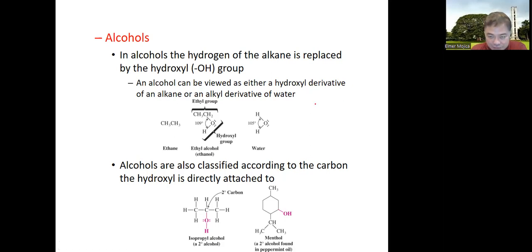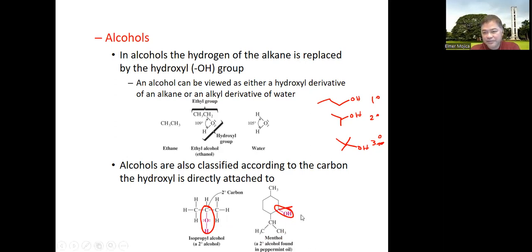So pwedeng ito or ito or ito. Primary, secondary, tertiary. So this is what? That's a secondary alcohol. And this one, a secondary alcohol. Okay, so if you make it like this one here, that's already a tertiary alcohol.